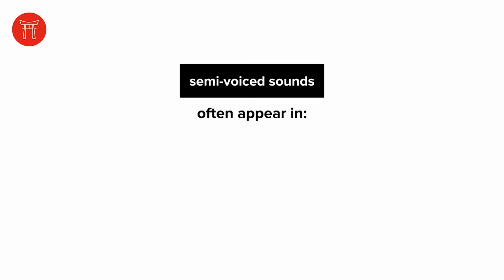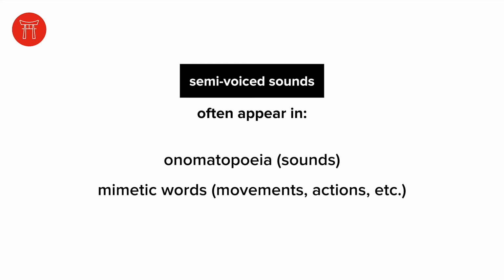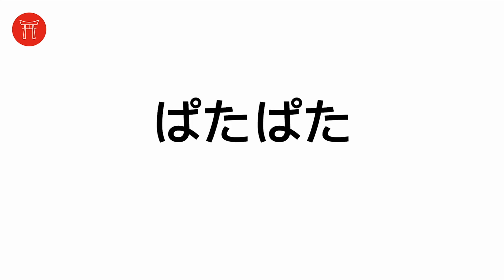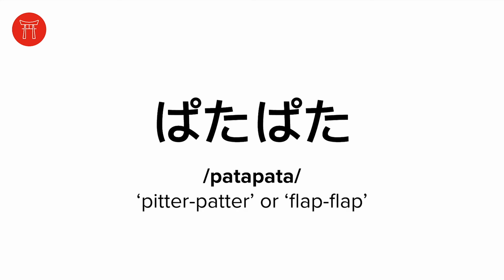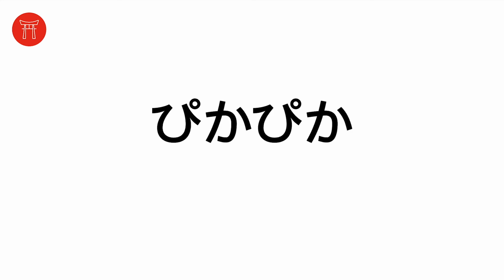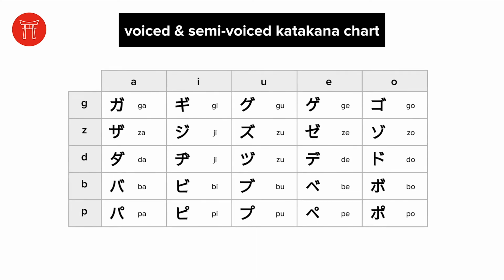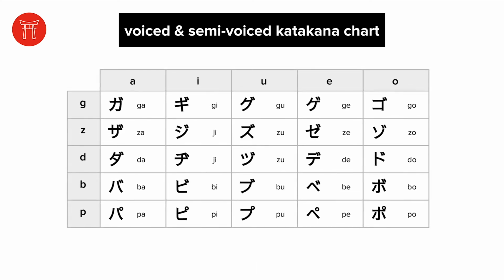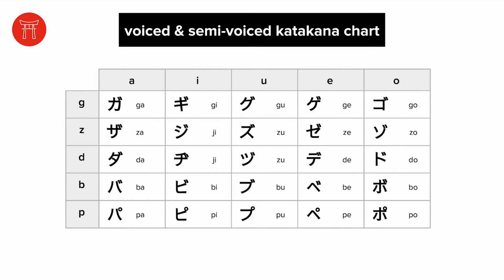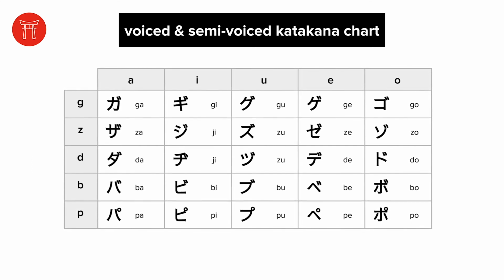Semi-voiced sounds often appear in onomatopoeia that imitate sounds and mimetic words that imitate movements, actions, and other attributes. Let's read some examples together. Pata pata. This is used for a pitter-patter or a flap-flap sound. And pika pika, which conveys that something is shiny. We can also use the same rule of dakuten and handakuten on katakana, representing the same voiced and semi-voiced sounds.